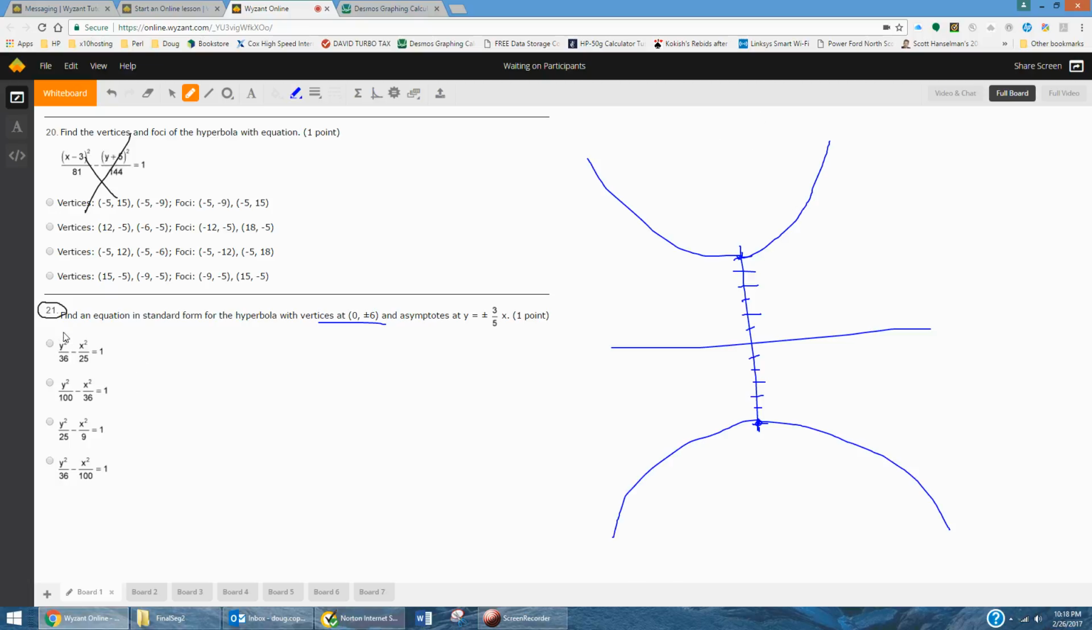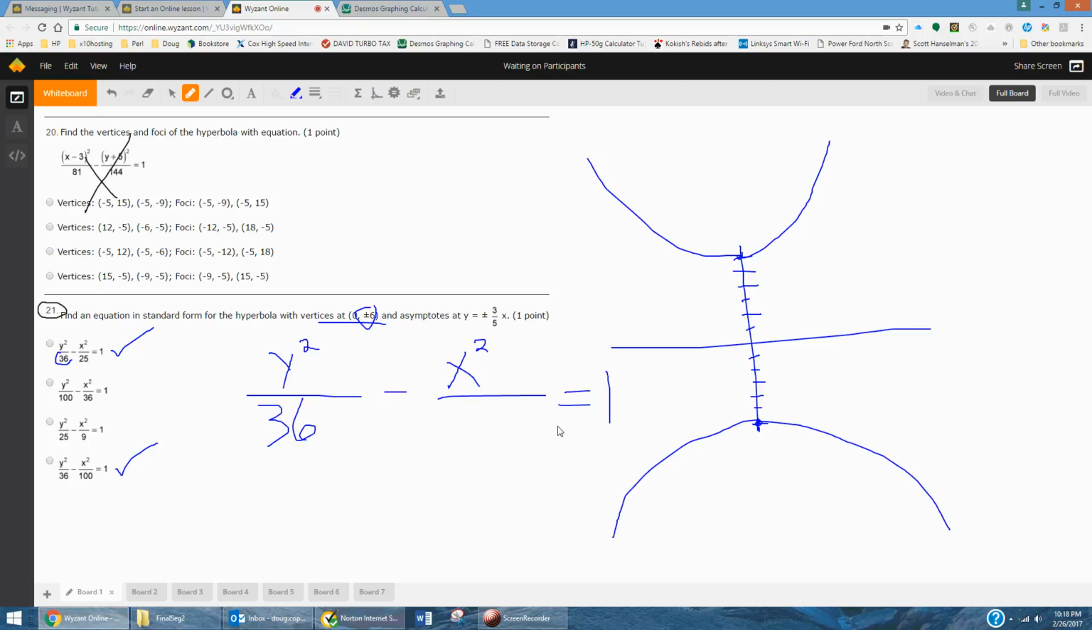Well, these all have the y squared first, so it's got to be one of these. But the vertex is this number, negative 6 squared. So it's got to be either this one or this one. So we know we're going to start out with y squared over 36 minus x squared over, it's either 25 or 100, and equals 1. Question is, how do we figure it out?